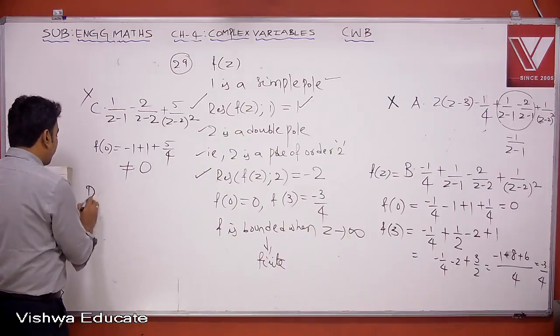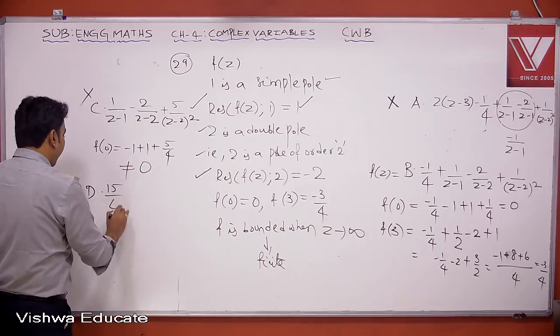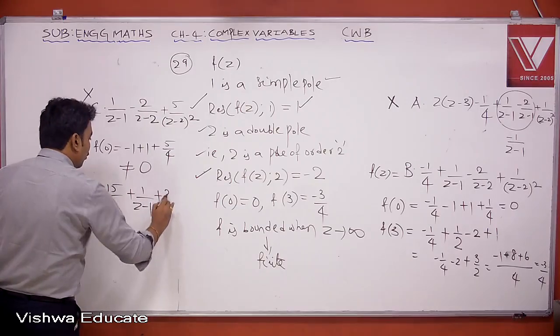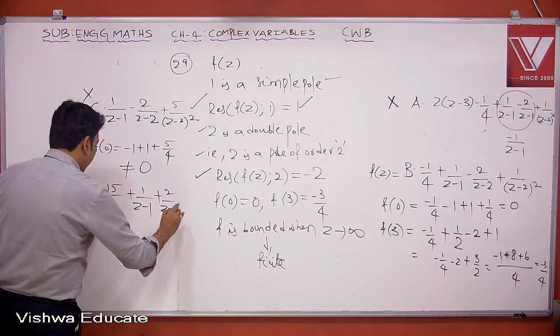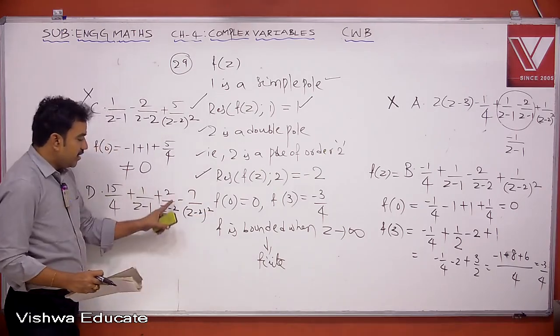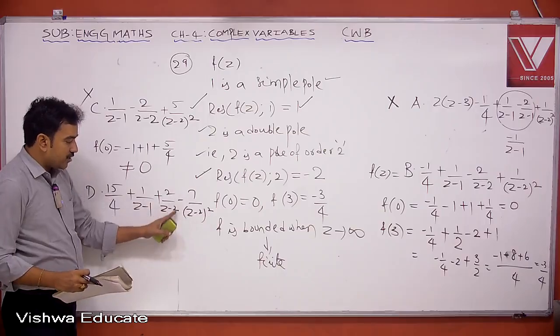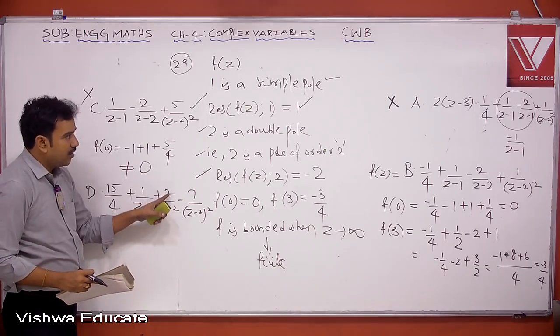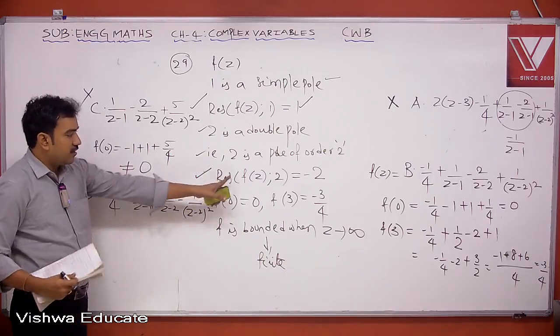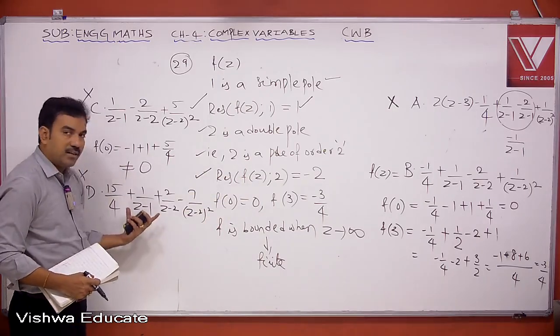Now what is option D? This is 15 by 4 plus 1 by z minus 1 plus 2 by z minus 2 minus 7 by z minus 2 whole square. Here 2 is a pole of order 2, but what is the coefficient of 1 by z minus 2? 2. But residue at 2 is minus 2, so it does not satisfy. Residue at 2 is minus 2. So option D is wrong.